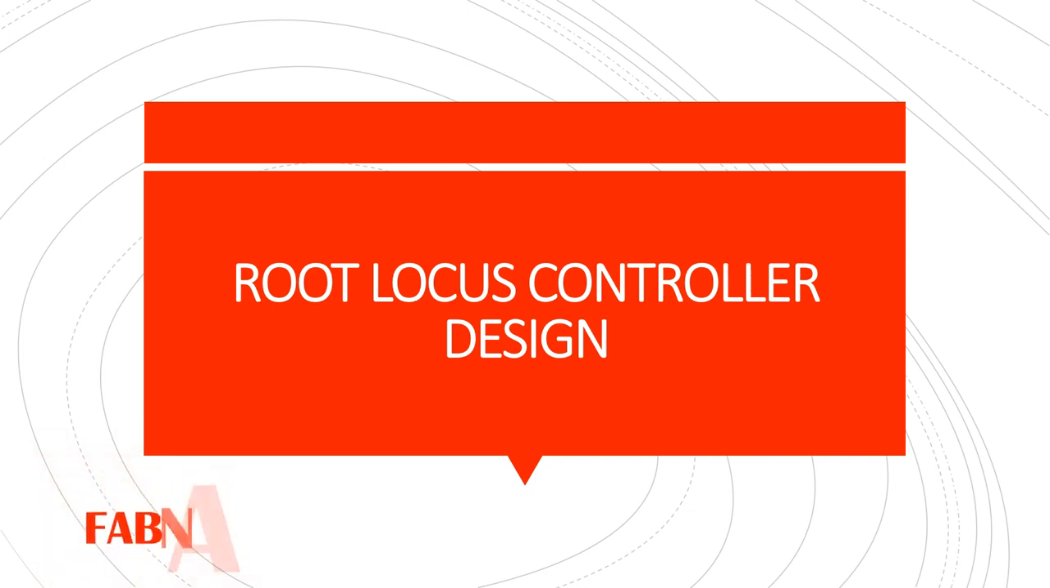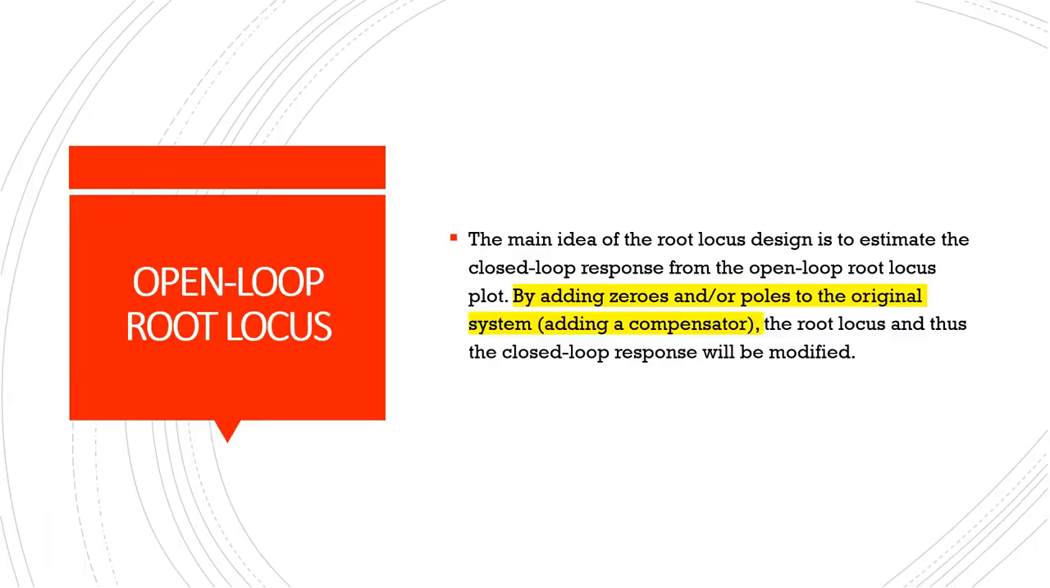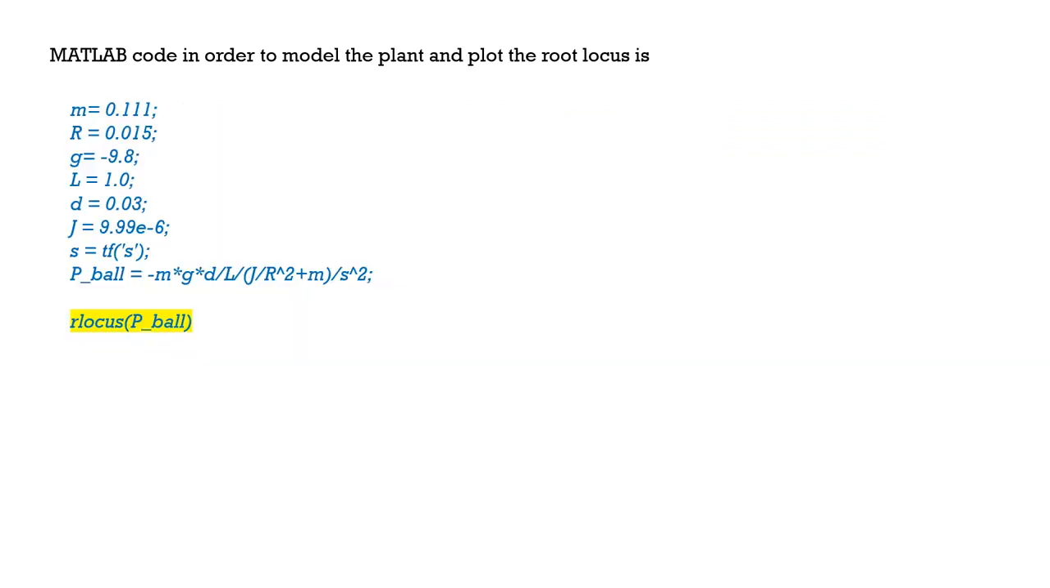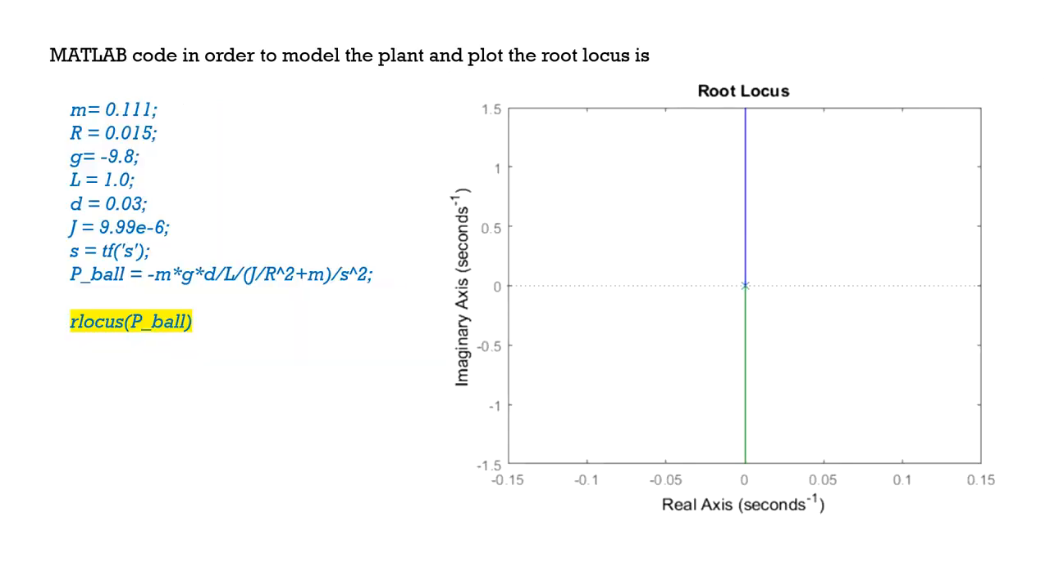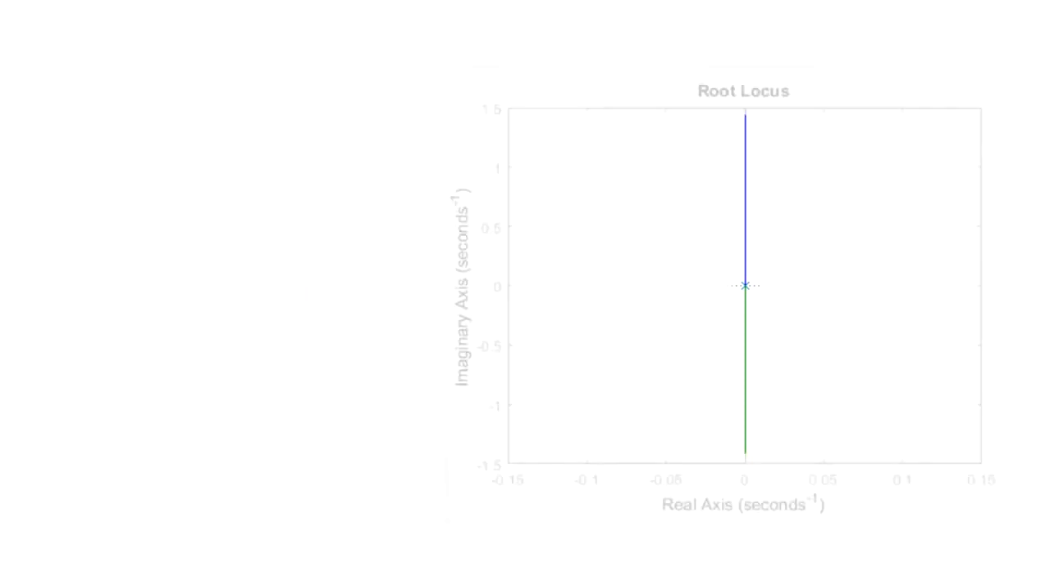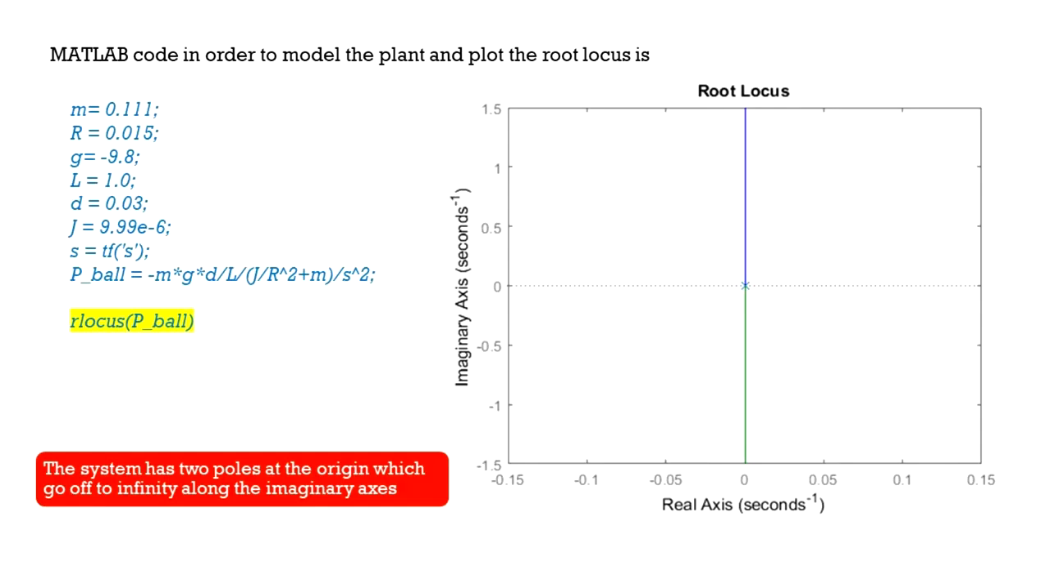The next one is root locus. The main idea of root locus design is to estimate the closed loop response from the open loop root locus plot by adding zeros and/or poles to the original system. By adding a compensator, the root locus and thus the closed loop response will be modified. Let us first view the root locus for the plant in open loop. We can see that this system has two poles at the origin which go off to infinity along the imaginary axis.